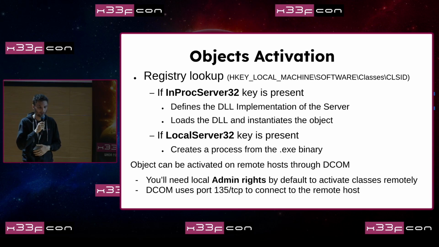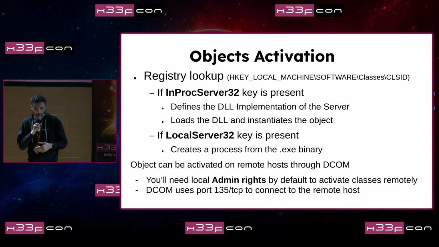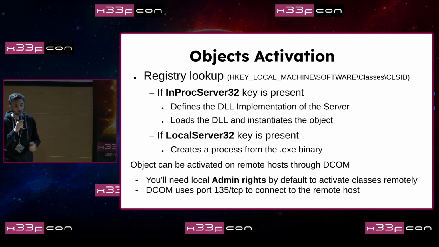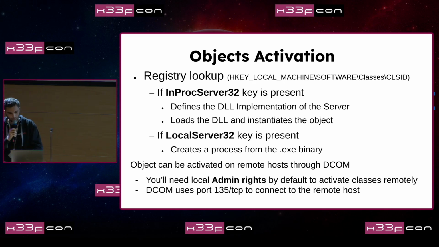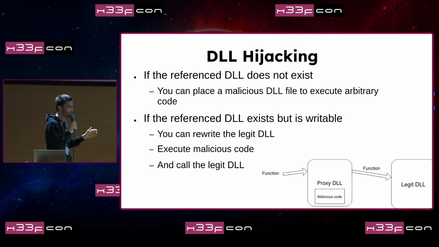LocalServer32 is more interesting because it creates a process from an EXE file defined in the registry. So basically, using DCOM, you can trigger and create a process on a remote host. You need local admin rights on the remote computer to activate the class, and it's using port 135 to connect to the remote host. So it's the default rights, but some classes may implement different rights.